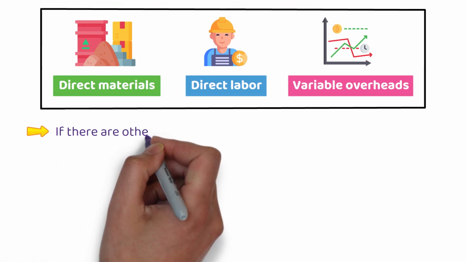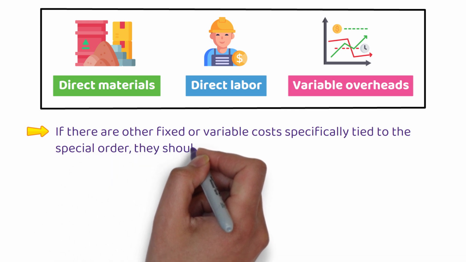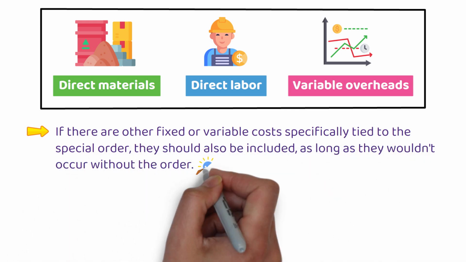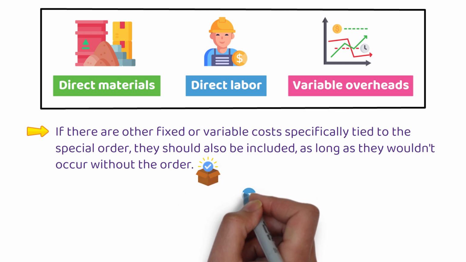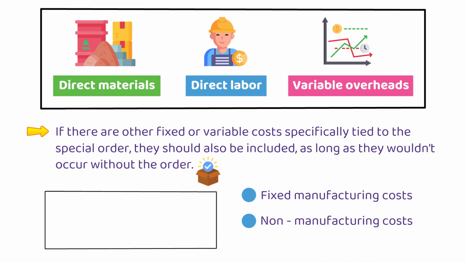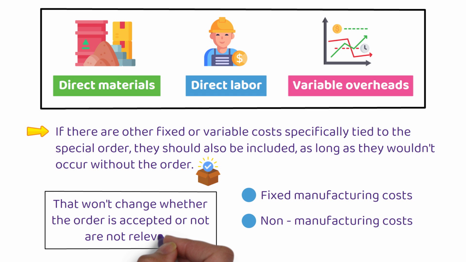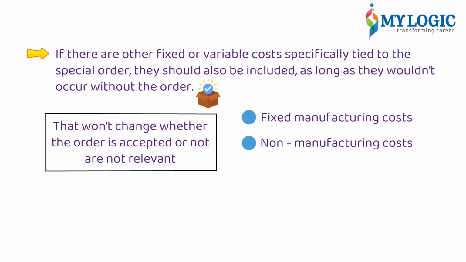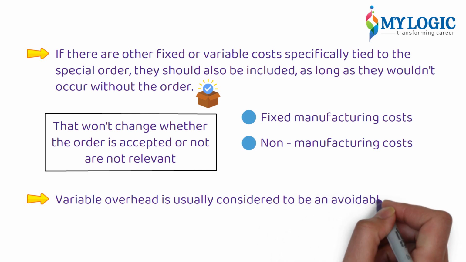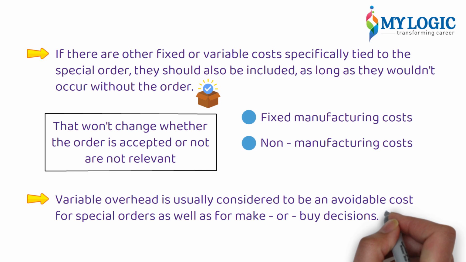If there are other fixed or variable costs specifically tied to the special order, they should also be included, as long as they wouldn't occur without the order. However, fixed manufacturing costs and non-manufacturing costs that won't change whether the order is accepted or not are not relevant. Variable overhead is usually considered to be an avoidable cost for special orders, as well as for make or buy decisions.